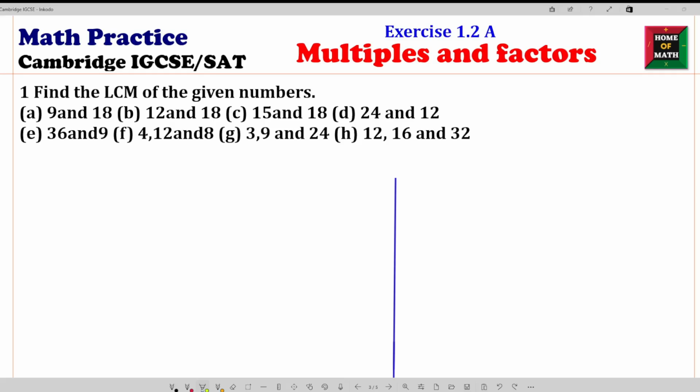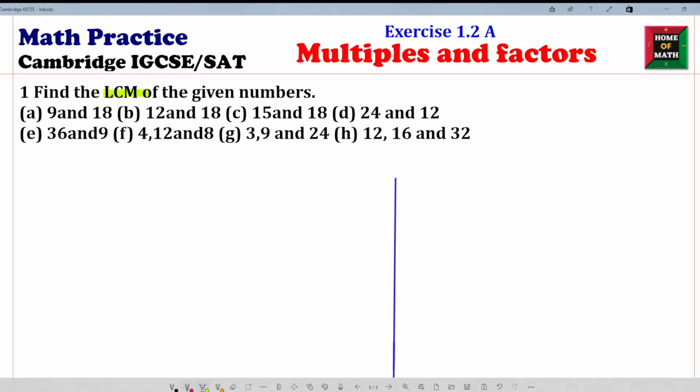Do you struggle with LCM? Learn two simple methods to find the least common multiple, which means LCM, quickly. Let's solve this step by step.